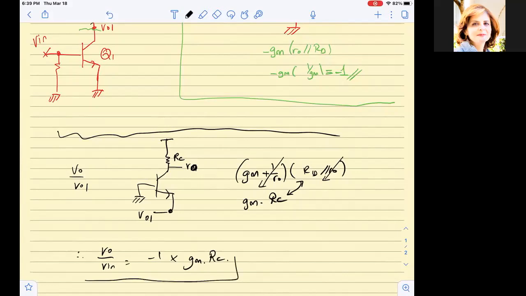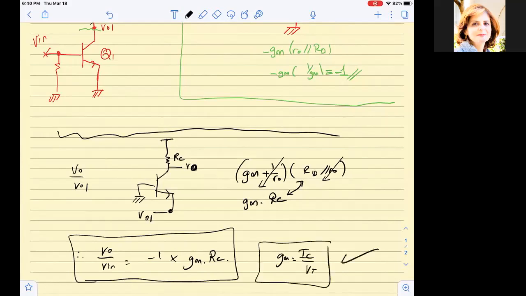Okay, now if GM is not given and I know what the current is, then I can use the current to find IC over VT, and then find the GM. The GM is nothing but IC over VT for this example. Does anyone have a question? Okay, great. Now we will look into the input resistance of the circuit.